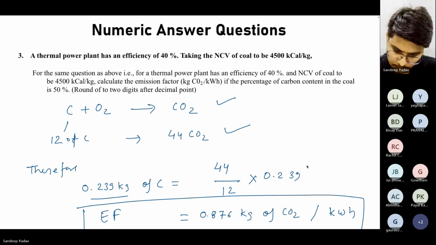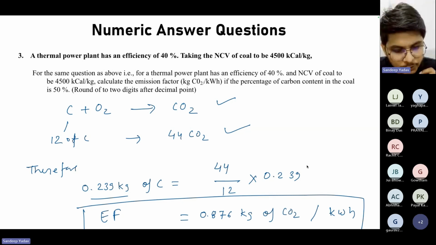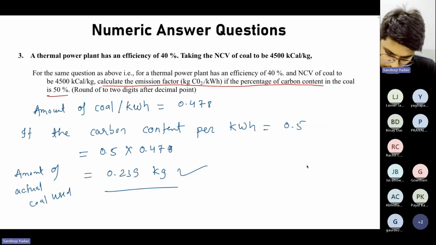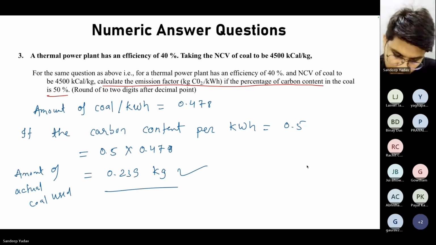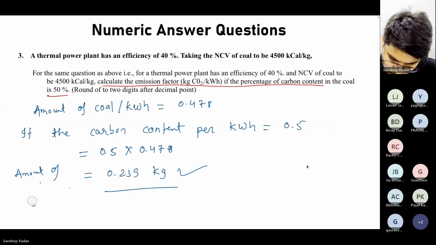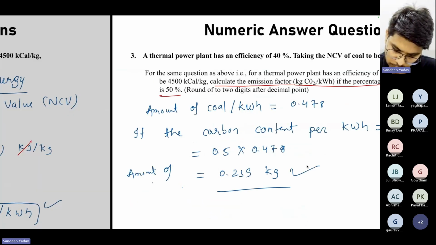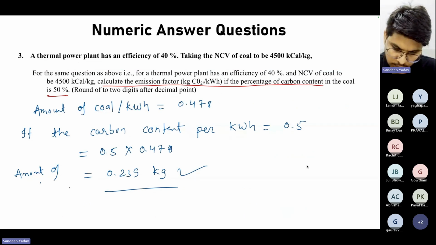Sorry, so that should be amount of carbon emission instead of amount of carbon emissions. That amount of carbon, coal used. So that will be 0.239 kg of coal. That's the amount of coal used, actual amount of coal used.